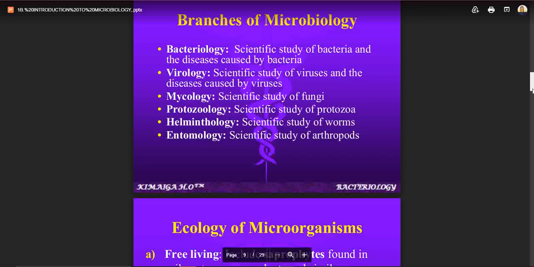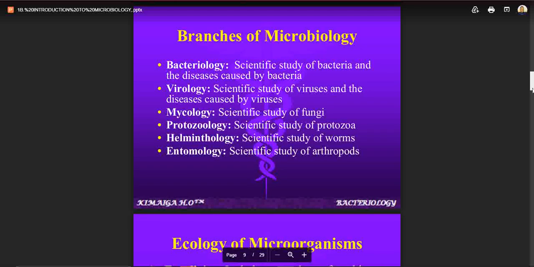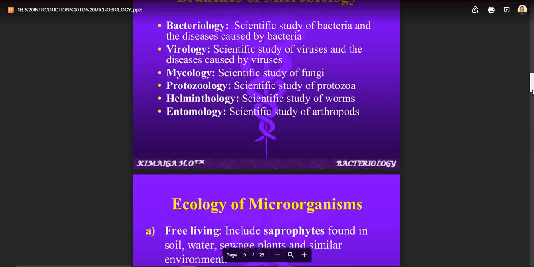Branches of microbiology is the next thing. There are more than enough branches, but we're going to check on six: bacteriology, virology, mycology, protozoology, helminthology, and entomology. I've said we are going to have bacteriology, virology, mycology, protozoology, helminthology, and entomology.